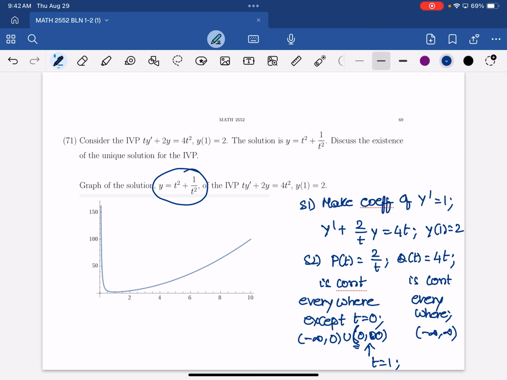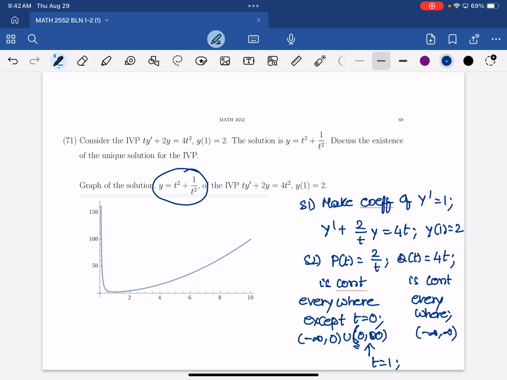So what does this indicate? What does this mean? If p of t and q of t are continuous at separate points, what does that actually mean? Okay, that means, in the context of this problem, that my differential equation is well defined, or my solution is continuous not everywhere, only on the interval 0 to infinity, because that's where the problem is well defined.